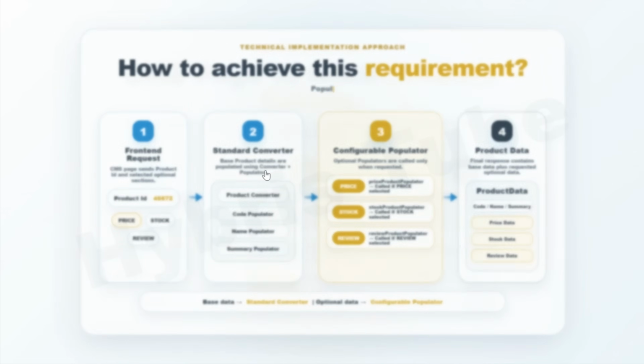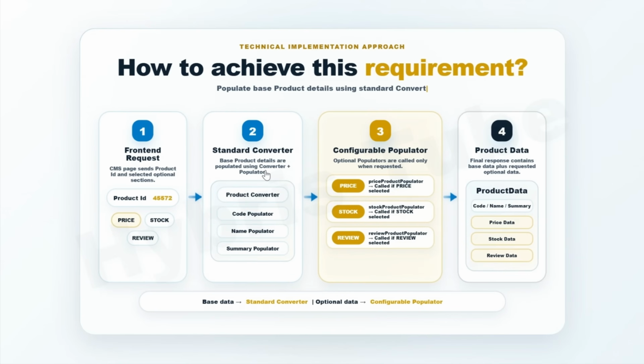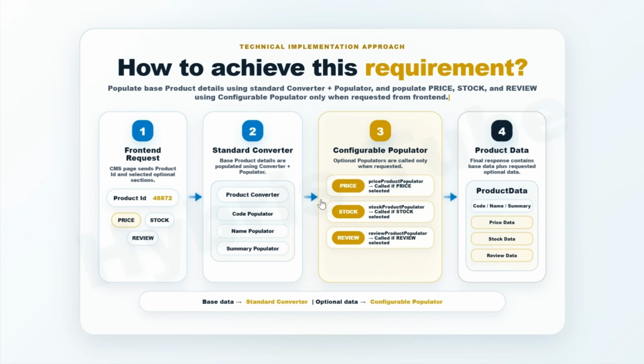Now let's look at the technical implementation approach, how to achieve this requirement. We will populate the base product details using the standard converter populator mechanism, and the optional data like price, stock, and review we will populate using the configurable populator mechanism, which will call the corresponding populator only when it is requested from the front end.